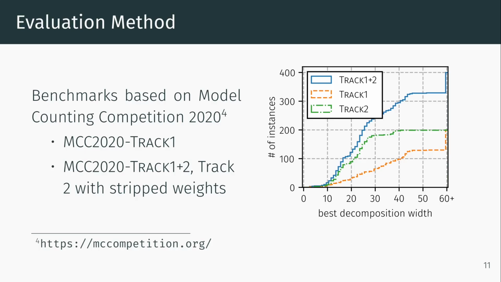In order to evaluate that, we use a family of benchmarks based on the model counting competition of last year, where in most comparisons we use track 1 of the model counting competition, and in the final comparison with other solvers, we add track 2 as well to obtain a larger set of instances. Track 2 is originally weighted model counting, so in order to make both tracks coherent, we have stripped variable weights from the second track. On the right, you see the approximate distribution of tree width across these instances.